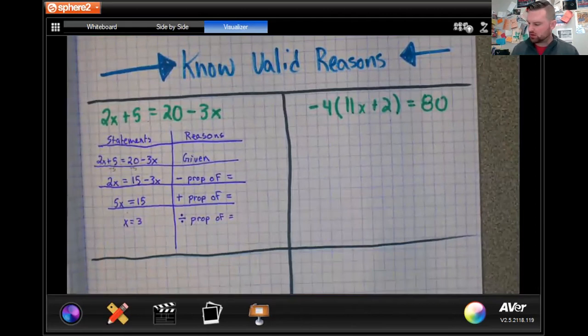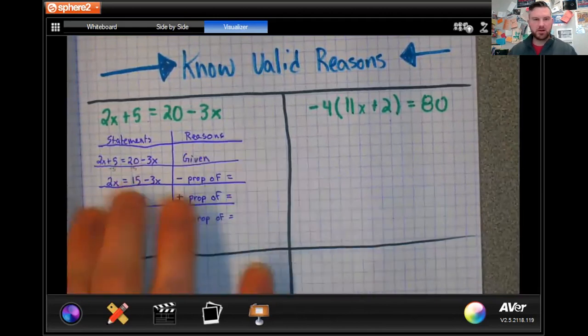Now, is this the only way to do this proof? No, it's not. We could have started by adding 3x to both sides, or I could have subtracted 20 to both sides. So your proofs may not be the same, which is fine, but your reasonings should justify your statement.